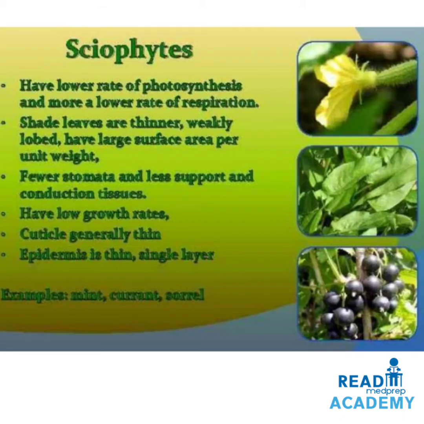What are sciophytes? They have a lower rate of photosynthesis and a lower rate of respiration. Shade leaves are thinner, weakly lobed, have a large surface area per unit weight, fewer stomata and less support and conduction tissues, and have low growth rates. The cuticle generally is thin.